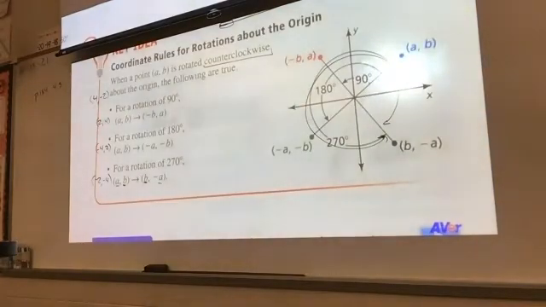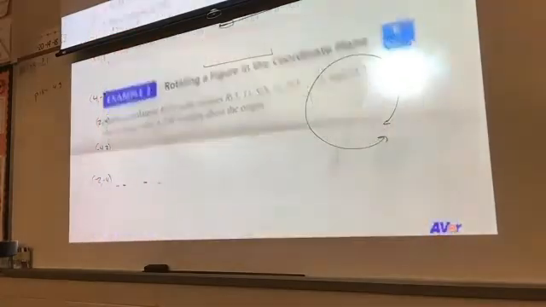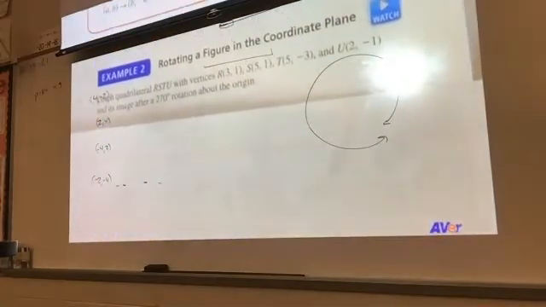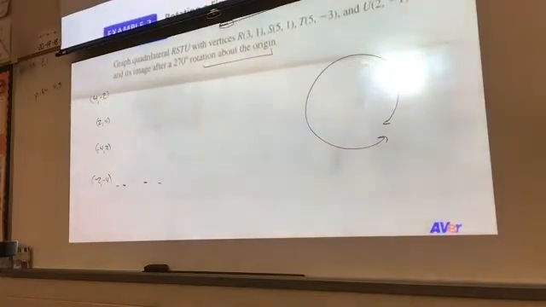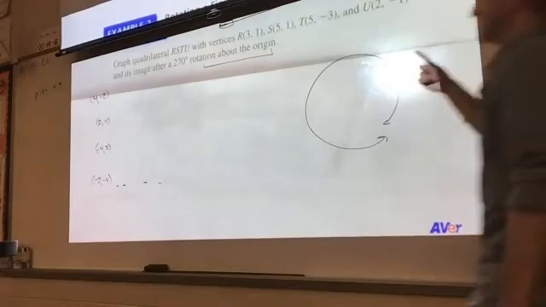So let's practice it. I'm not going to have you actually graph. I know it's going to say graph. I just want the new ordered pairs here. R prime, S prime, P prime, U prime, after we rotate this 270 degrees.